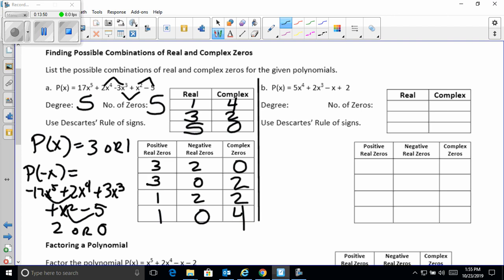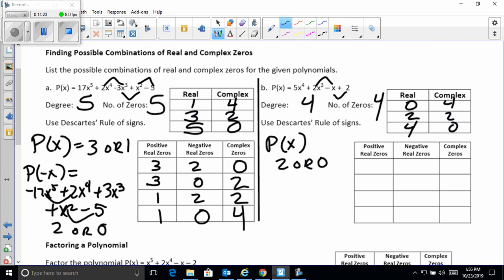And let's take a look at another example, and we'll see when we do the problem below, this all comes together to help us factor. So this has a degree of 4, so its number of zeros is 4. So complex, we can have 4, 2, or 0, which means we would have 0 real if we had 4 complex, 2 real if we had 2 complex, and 4 real if we had 0 complex. So using our rule of signs, we have 1, 2 sign changes. So for the positive, we have 2 or 0.